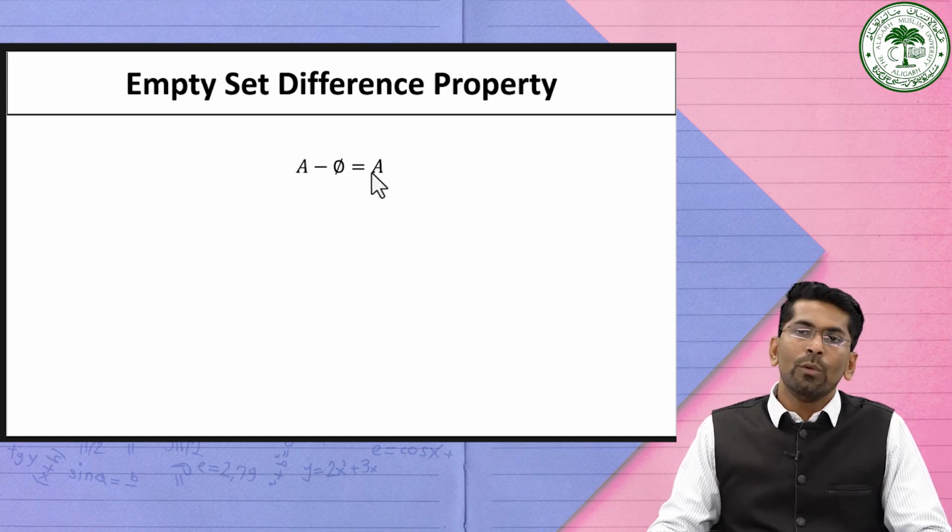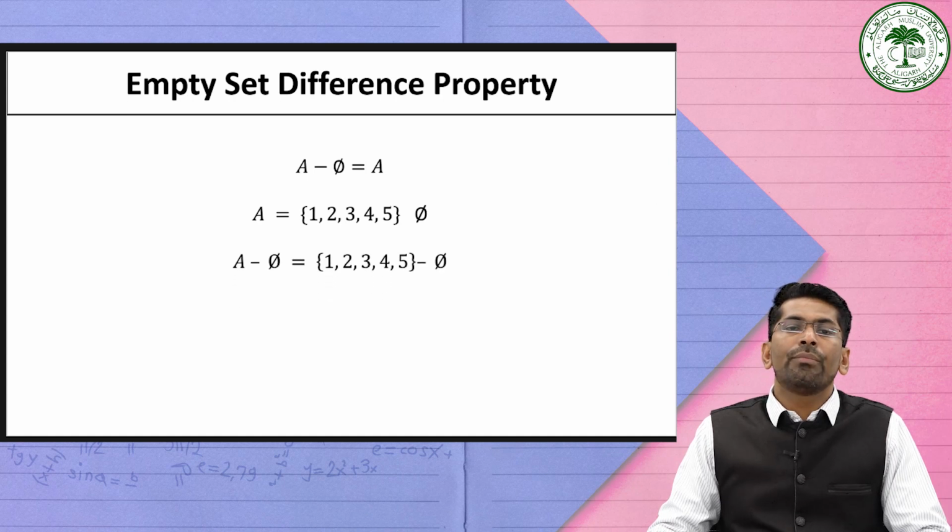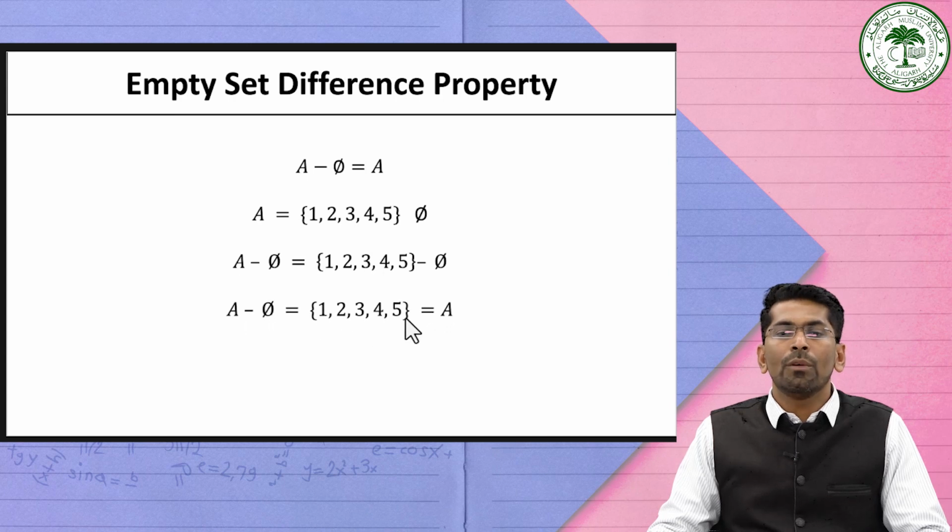This can be proved by using an example. Set A is equal to {1, 2, 3, 4, 5}, and we have a null set, phi. Then A minus phi is equal to {1, 2, 3, 4, 5} minus phi, which is also equal to A. So if you take A minus phi, it is equal to {1, 2, 3, 4, 5}, which is also equal to the original set, set A.